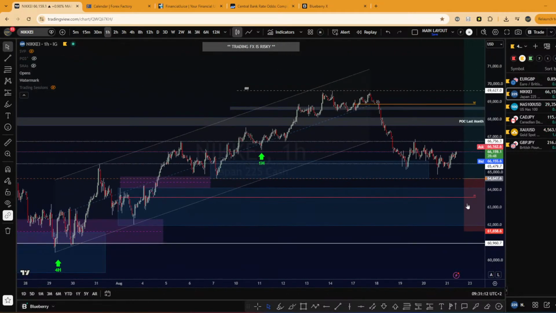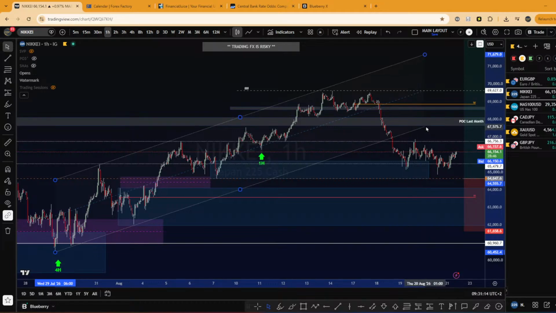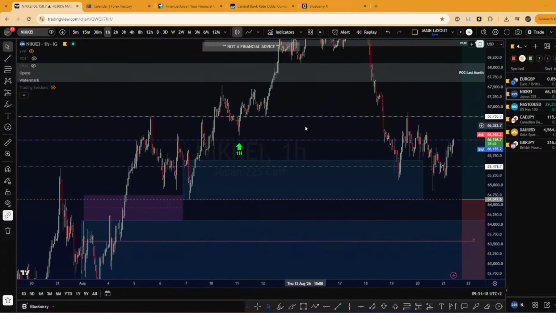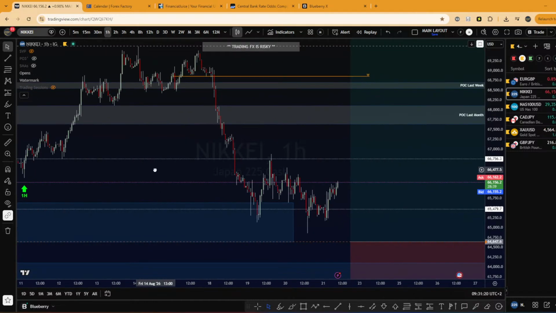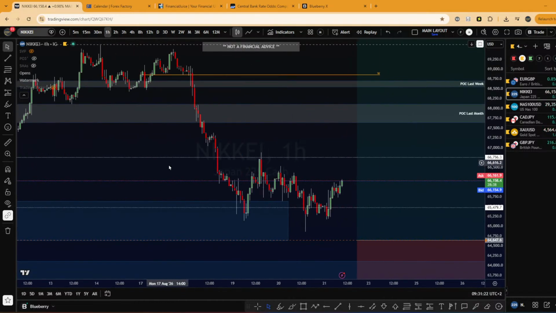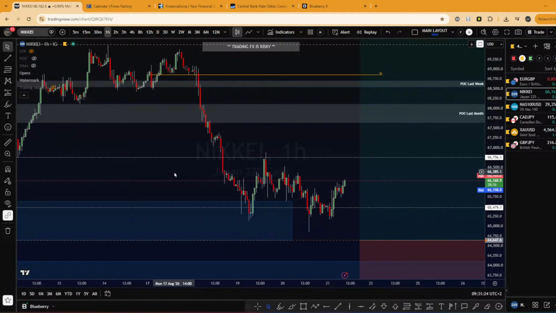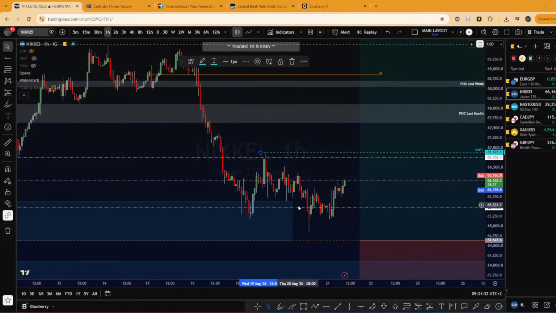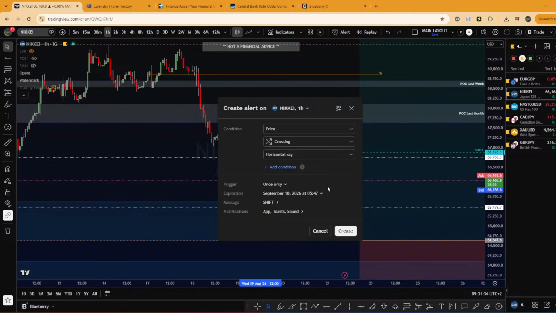So on the 1 hour, we pretty much broke below. I will get rid of this channel, not interesting anymore. So what do we have? As I said, I need a break of this high. We'll mark it up as a shift of structure. Put some highlight here, crossing up.